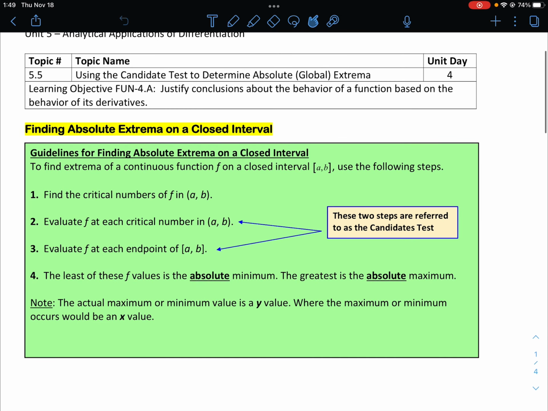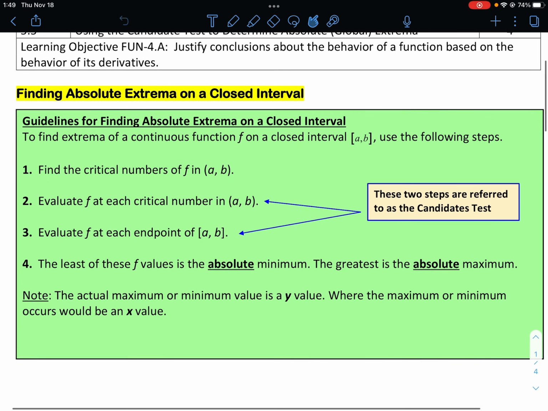So, important note down here, if a question asks you for the actual maximum or minimum value, then it's asking for the y value. But if it says, where does the function reach a maximum or minimum value, that would be asking for the x value. Okay?